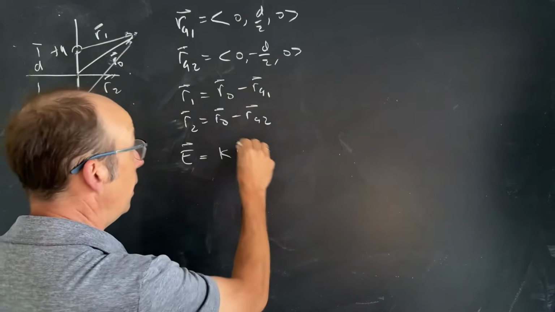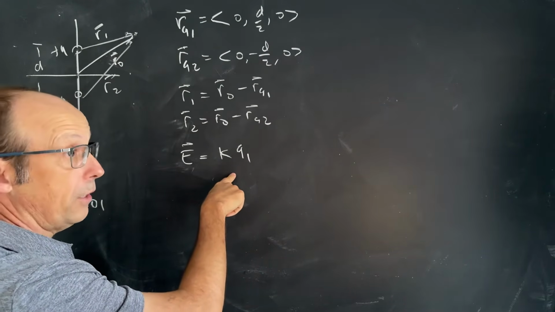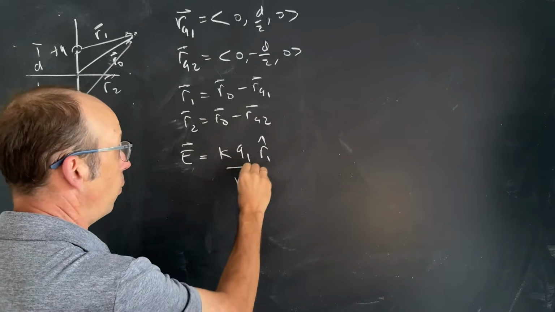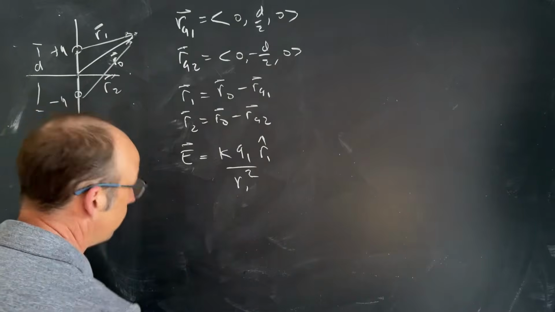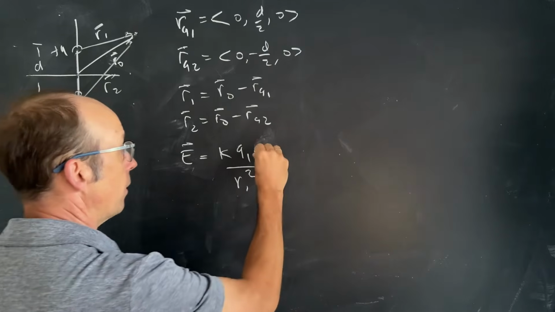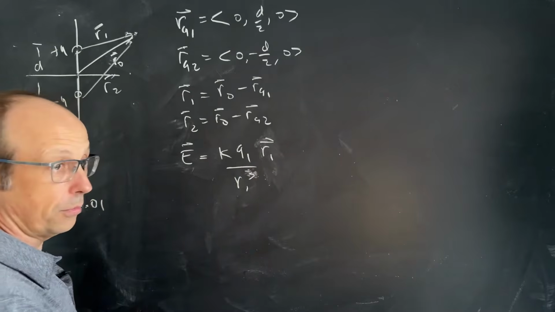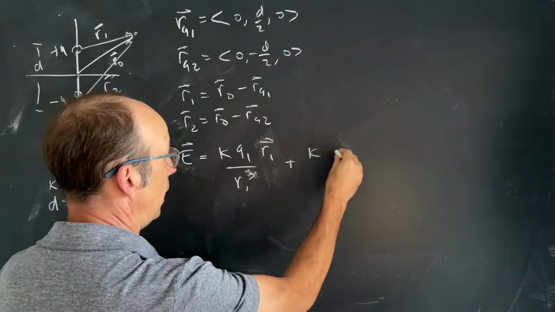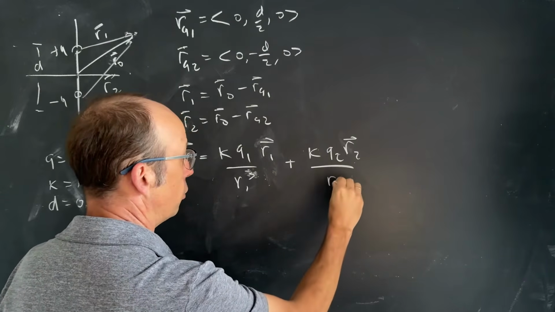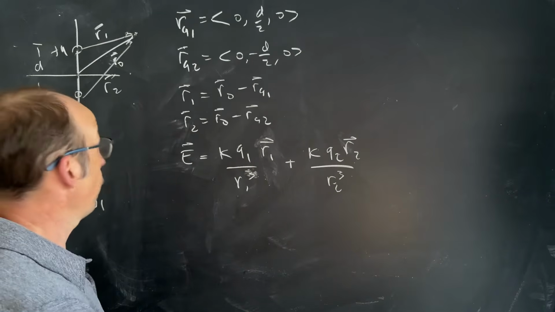This works for anything. And then normally we would divide by the magnitude of r1 squared, but then you have to multiply by the unit vector. So you could do this, r1 hat over r1 squared. So you've got to find the magnitude. I don't like to do that because that's just an extra step. So instead, I'm going to write this as r1 vector, but then I'm going to need to divide by r1 cubed. And then plus k q2 r2 vector over r2 cubed. And those are magnitudes. And that's it. Now I have the electric field for any particular location.